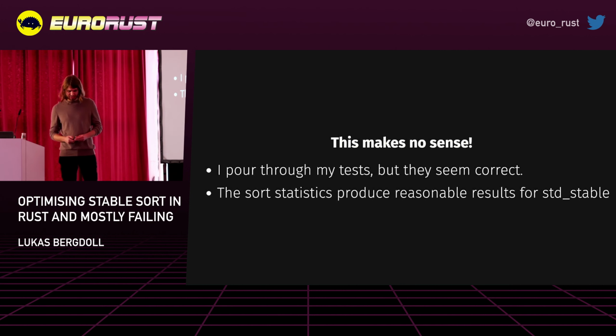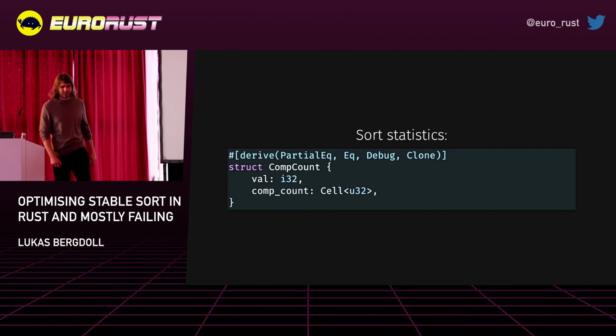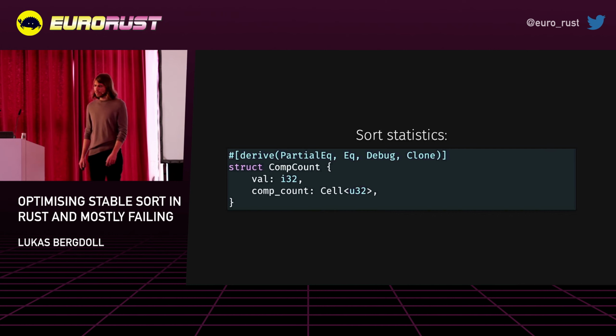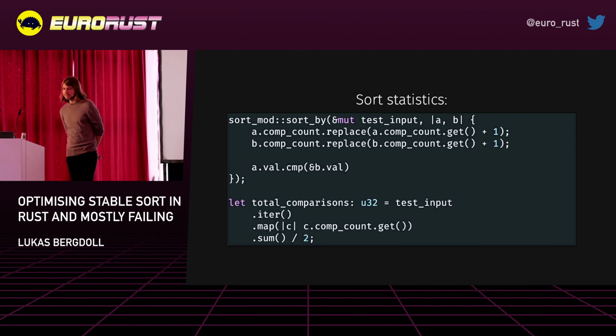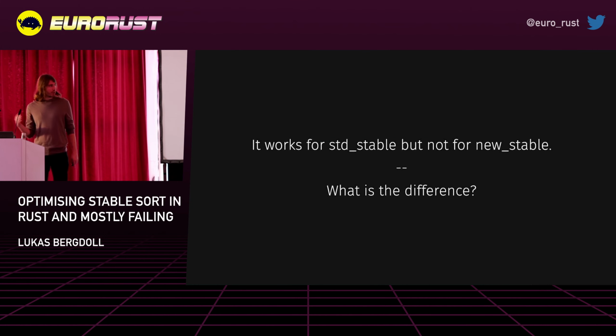So let's maybe just look at the sort statistics. Maybe something weird is happening there. We have a type called comp count. It has a value, again an I32, that's actually used for the comparison, and then it has a cell, this counter. And in the comparison function, we use the comp count to increment each time this user-provided function, which we defined here, is being called. And we do the comparison, and then at the very end, we go through the slice and sum up all the elements. It works for the existing implementation, but it didn't work for the new implementation.